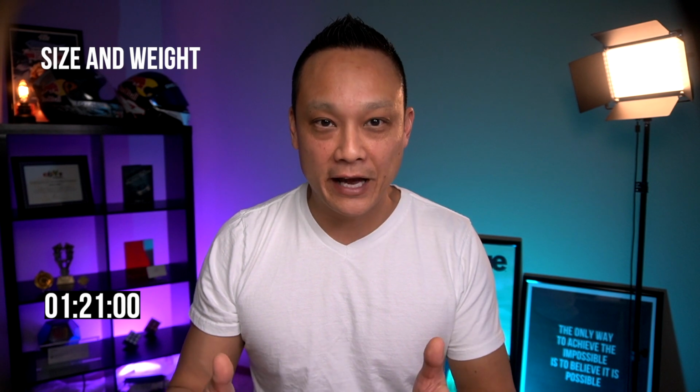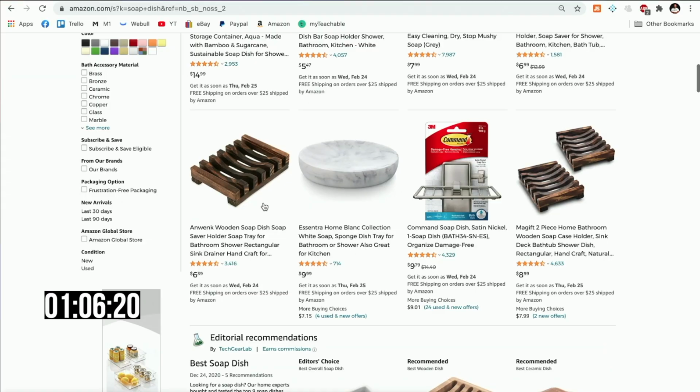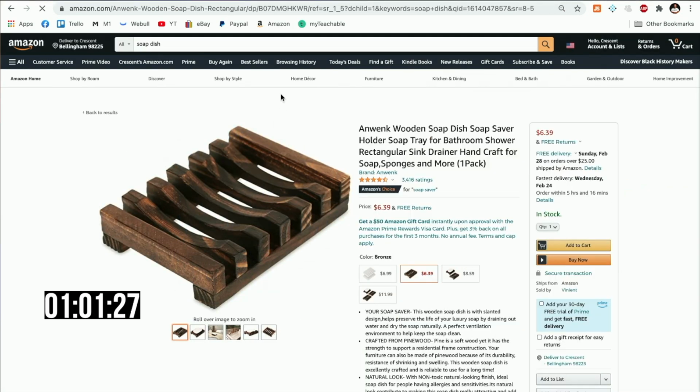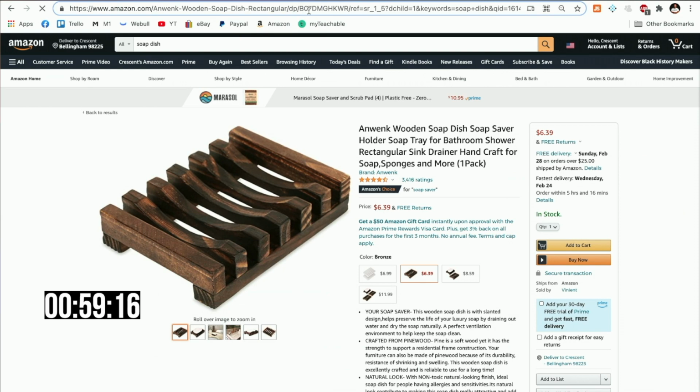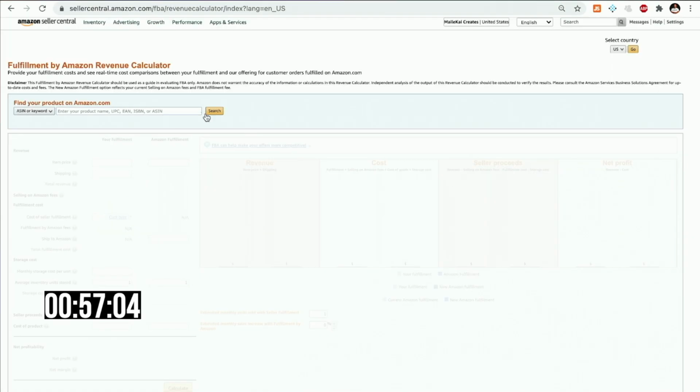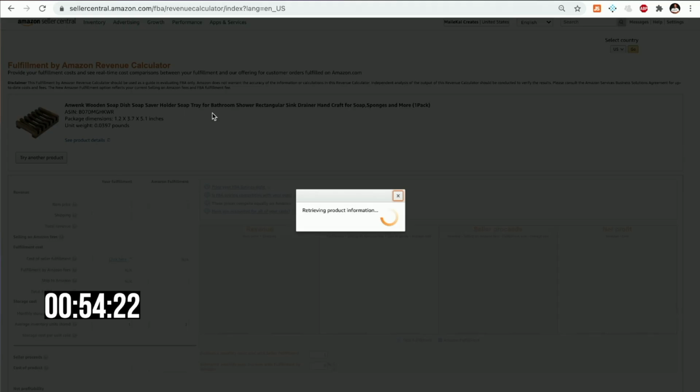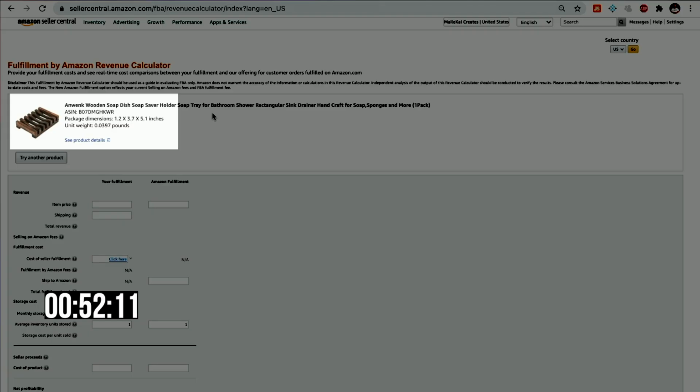Now, once you've found a viable product, you need to know the size and weight of the unit in order to accurately calculate the profit, because Amazon uses those figures to calculate the fees. You can get those figures by grabbing the ASIN of one of the competitors that's selling the same or similar product that you want to sell. So in this case, if we're looking at these soap dishes, pick a listing and copy the ASIN. The ASIN is in the URL and always starts with a B0. Copy and paste it into the FBA calculator, and you'll see that it automatically pulled up the size and weight.